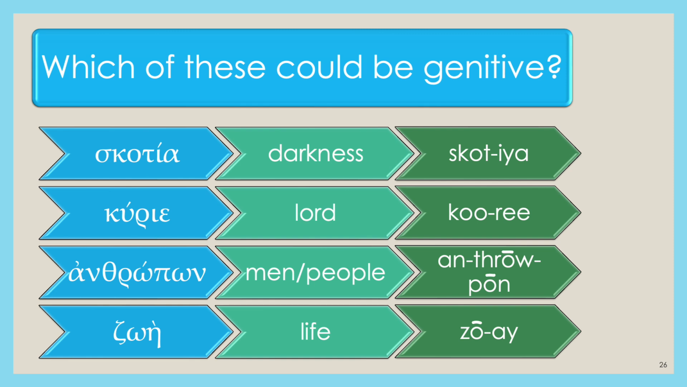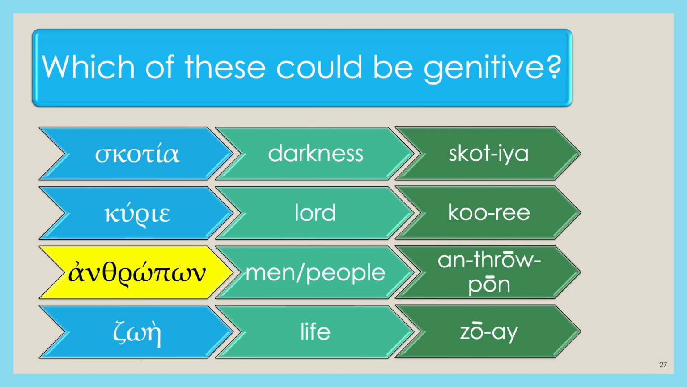And which of these words could be a genitive? Remembering that the genitive is about possession or association. Well done if you got that. It is anthropon. Remember the own bit, like the English word to own something, to possess something.